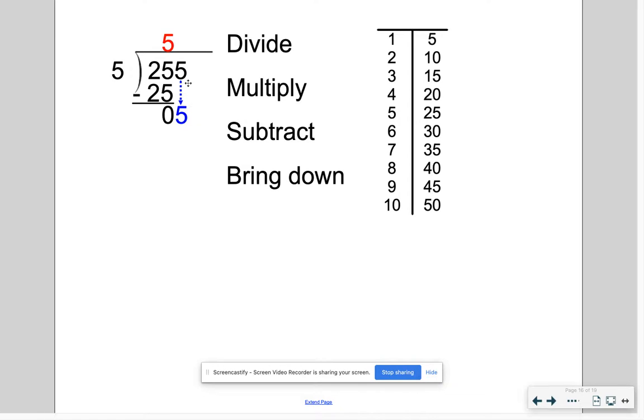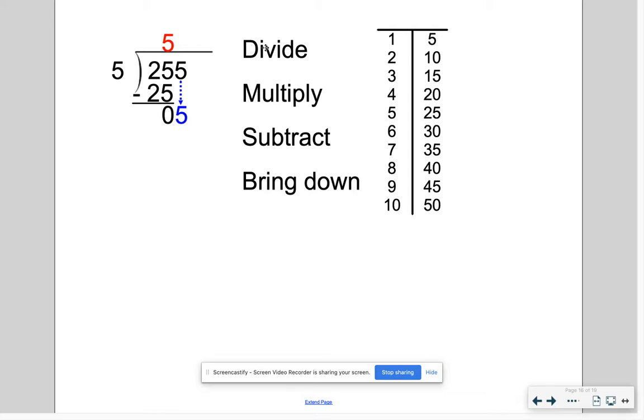And I would suggest you write an arrow showing that you've brought it down. The reason is that when you start to get longer numbers, when your dividend gets longer, sometimes it's really easy to miss a number and bring down the wrong number. So this shows you that you've brought down that number. That 5 has been accounted for. All right. Now you're just going to repeat these 4 steps. So I would suggest making a silly sentence using DMSB. If you can't remember this, come up with some way of memorizing these 4 steps.